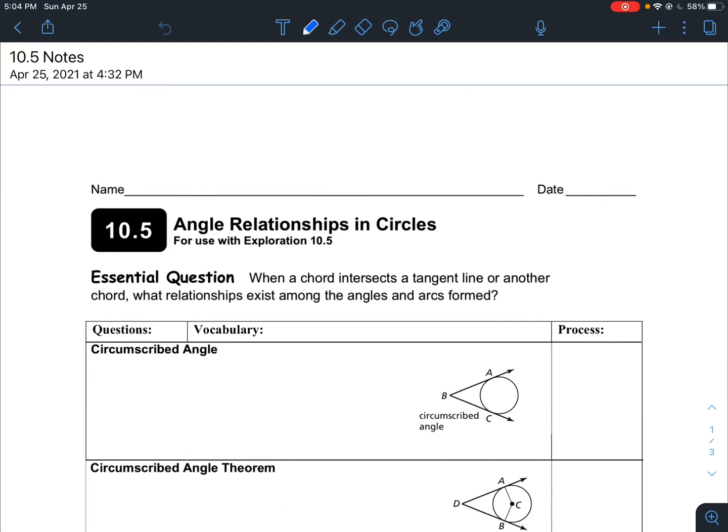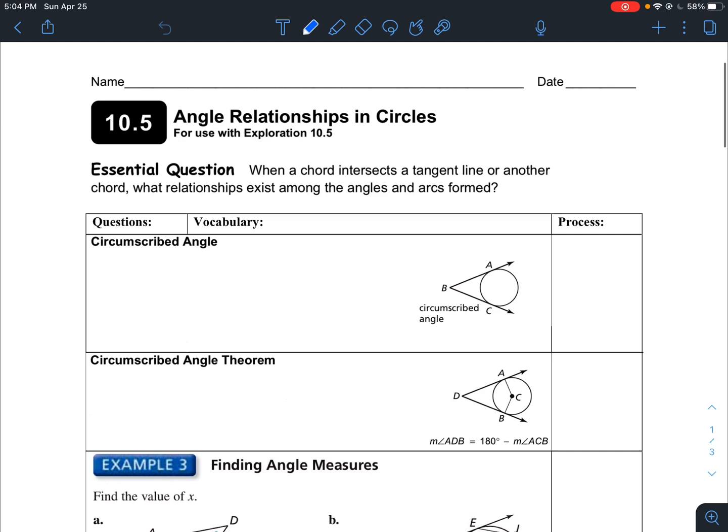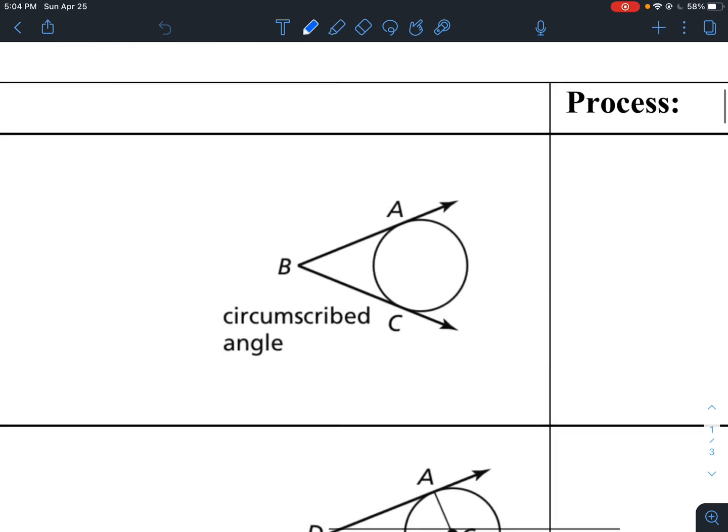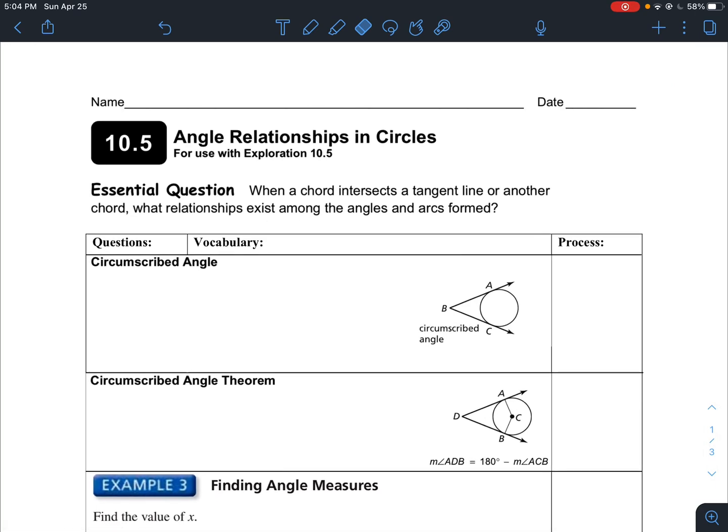Okay, so hopefully you're done with 10.4 notes, and we're just going to finish the lesson with 10.5. There's just one thing from 10.5 that we're going to cover, which is circumscribed angles. We talked about inscribed angles, which were angles with the vertex on the circle. So these were inscribed angles. Now circumscribed angles.